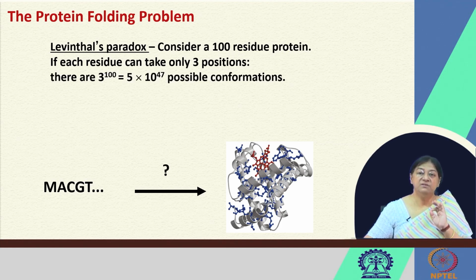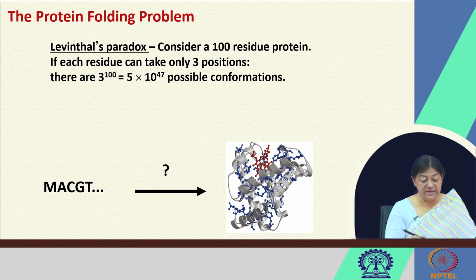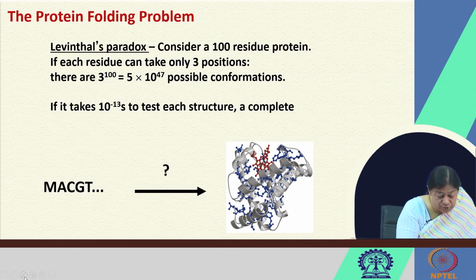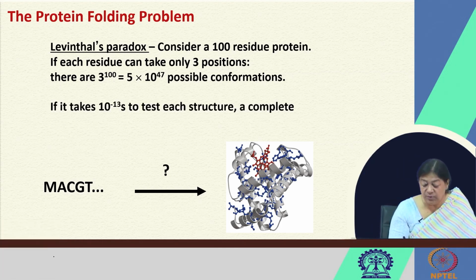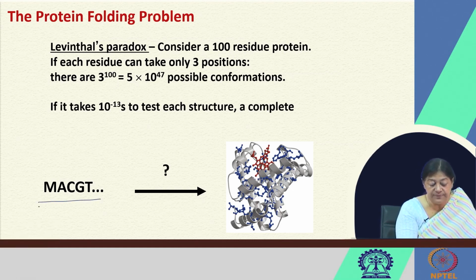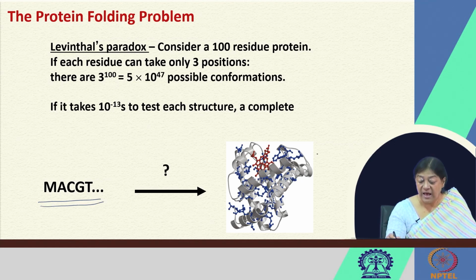This means there are 3 to the 100 possible conformations that this primary sequence of 100 residues can have, considering only 3 possible positions per residue. This means that there are 10 to the 47 possible conformations. Now, when we look at our specific native folded structure, what we actually see is the primary sequence, and we have the folded structure.